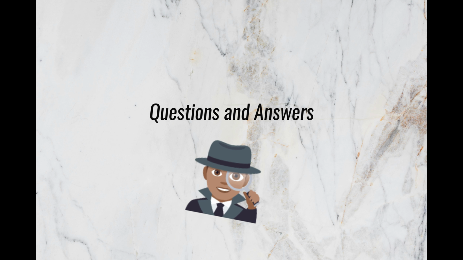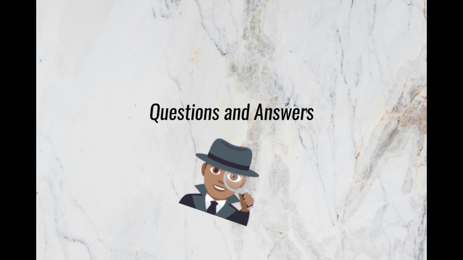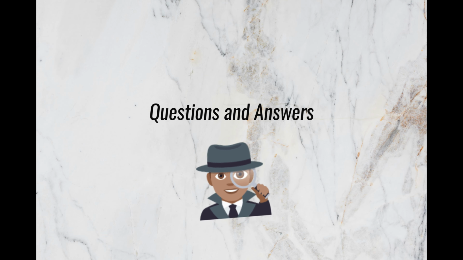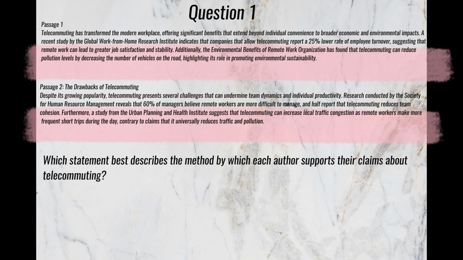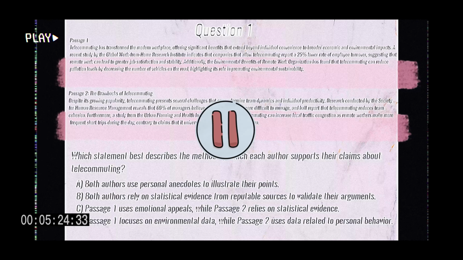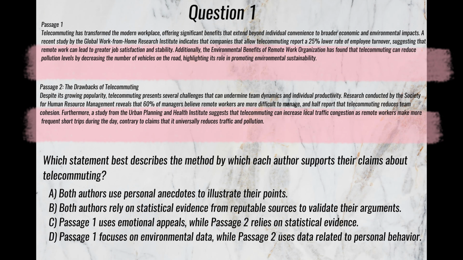Remember to analyze the evidence used and infer the perspectives and possible biases of each author wherever necessary. Let's take a look at the first question, which asks us to identify how each author supports their claims about telecommuting. Pause the video here and review the choices and choose an answer. Be sure to write your rationale down as well.